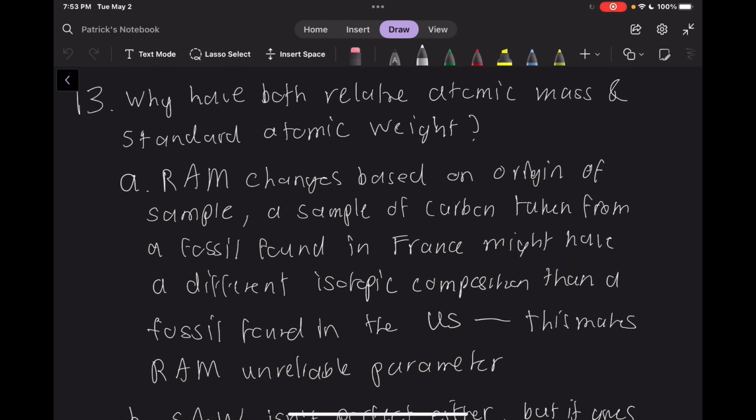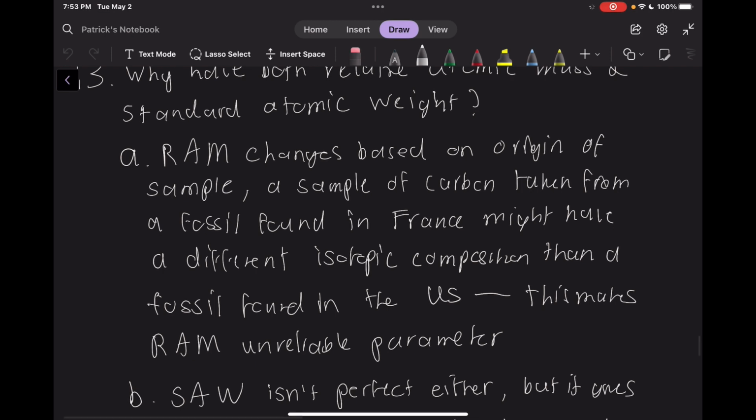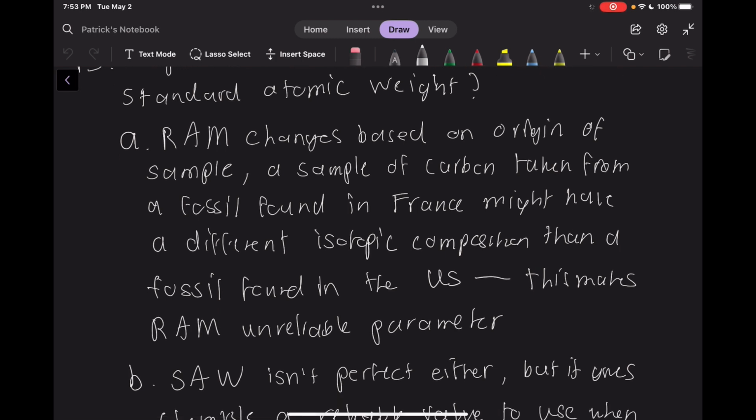We've already answered this a little bit, but the question has to be asked. Why do we have both relative atomic mass and standard atomic weight? The primary reason is because of the naturally occurring variance in RAM values. A sample of carbon taken from a fossil found in France might be made up of 70% carbon-14 and 30% carbon-13, while a sample taken from a fossil found in the United States might be made up of 90% carbon-14 and 10% carbon-13. The sample taken from France is going to have a different relative atomic mass than the sample taken from the United States, because the isotopic composition is different. This is what makes the relative atomic mass a relatively unreliable parameter.